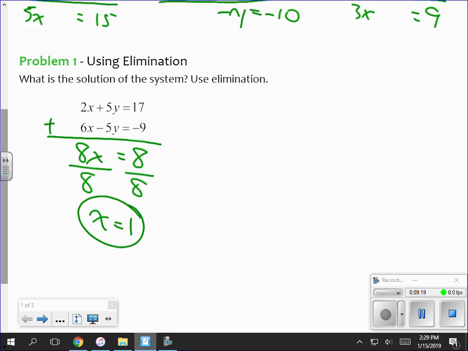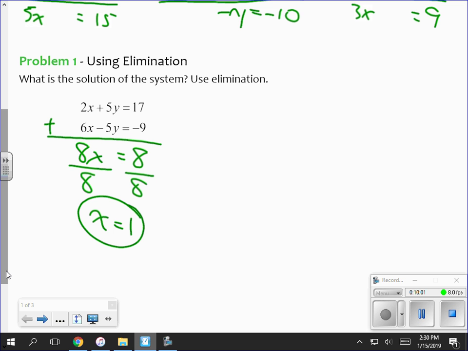Piece of cake. That's what I love about elimination. Finding that first variable is really easy. Finding the second variable, because how many answers do I need? I need 2 answers. Now, to find the second answer, you need to do substitution. Take that 1, plug it into either equation for x. Either one of them. One is a little easier than the other. The one on top. And the reason is because of the negative 5y and the positive 5y.